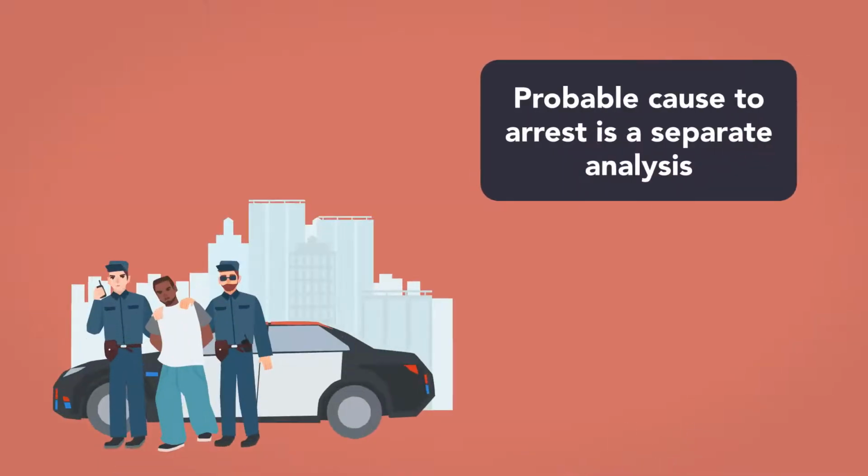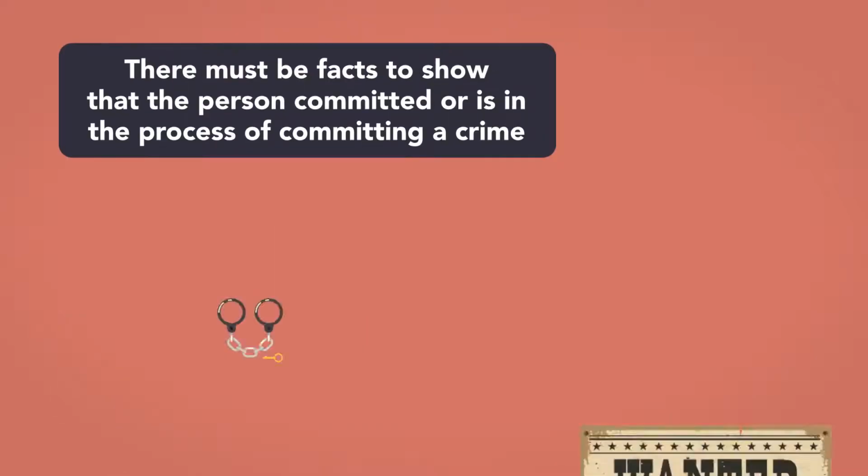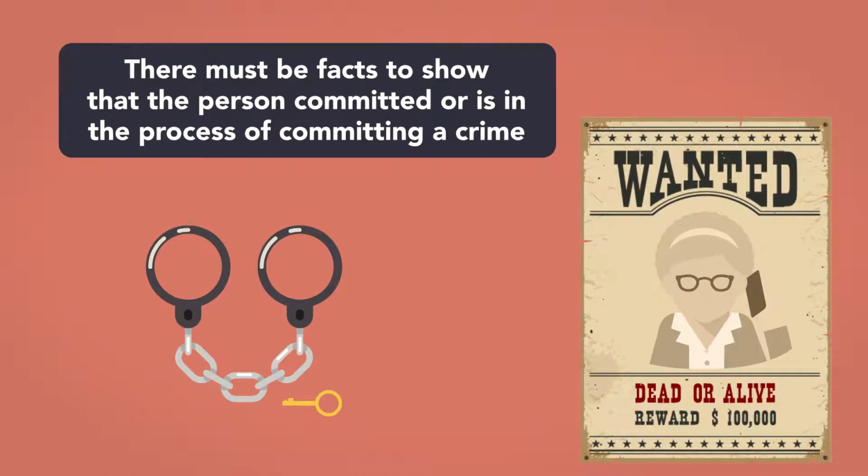Probable cause to arrest is a separate analysis. It exists where the facts and circumstances within the officer's knowledge, and of which they have reasonably trustworthy information, are sufficient to warrant a person of reasonable caution in the belief that an offense has been committed or is being committed by the person arrested. There must be facts to show that the person committed or is in the process of committing a crime.